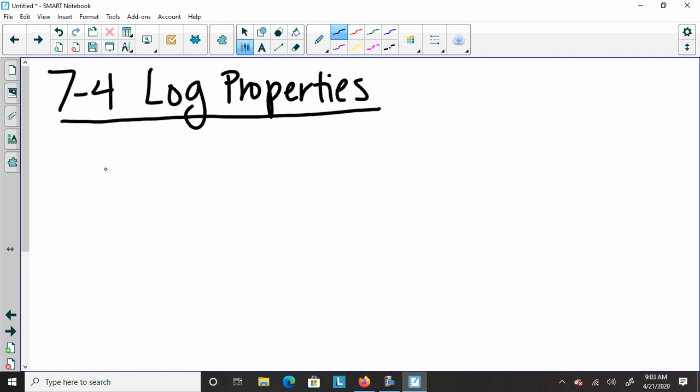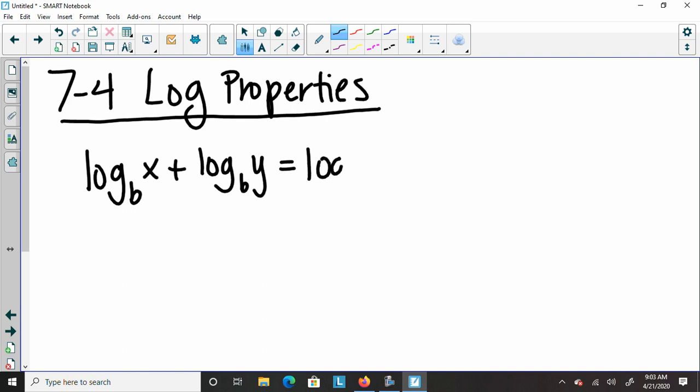All right. So here are our first three properties. The first one is our power property. So if you've got log, let's say base b of x plus log base b of y, that's the same thing. You can take these two logarithms and make it into one. Log base b of x times y.